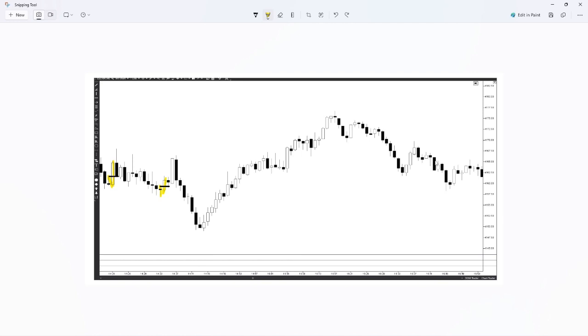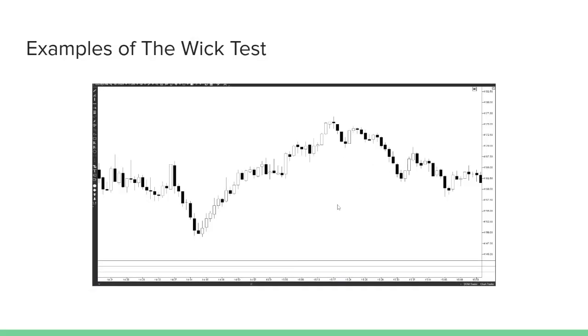All right, the final example that I see on this chart is this churn bar right here, followed by a retest of this wick. In this case, it's not the immediately following candle, but it is the next one, so you could take this as a valid wick test. I really wouldn't go more than 2 bars though. All right, that's it for our examples.